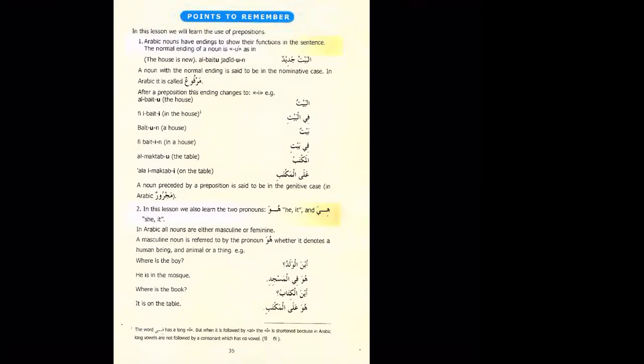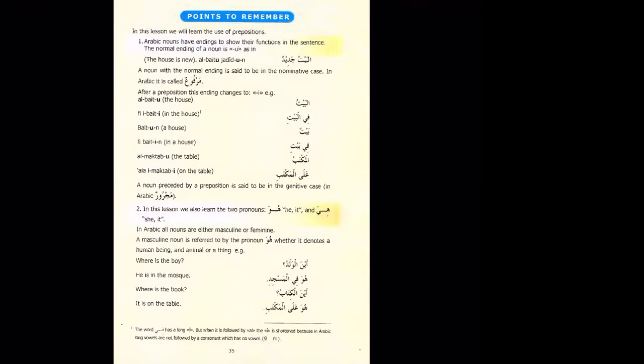We also learned huwa and hiya. Huwa is he is, and hiya is she is. Now in Arabic, there's only he and she, there's no it. So even nouns which are not referring to people will still be either in the he or she form, right? Whether it's a human being or an animal or a thing.